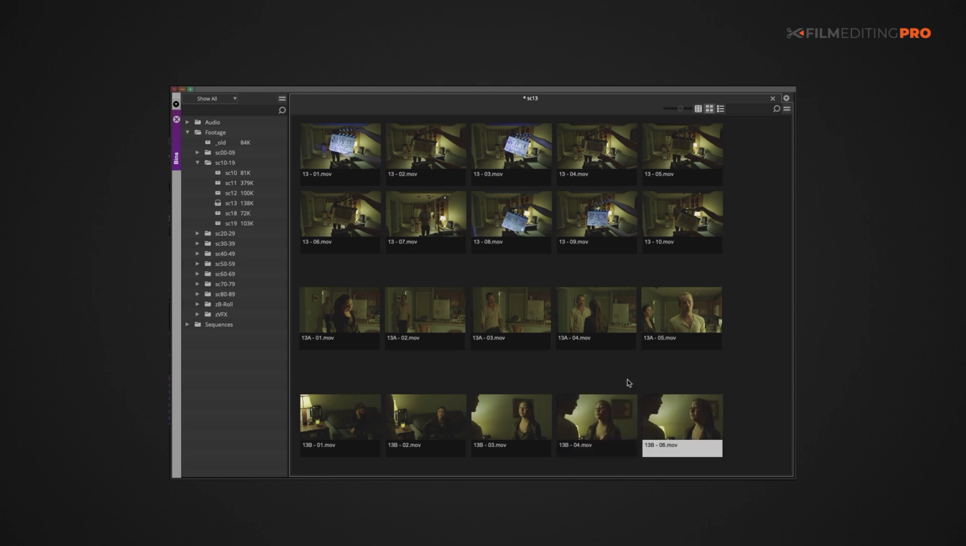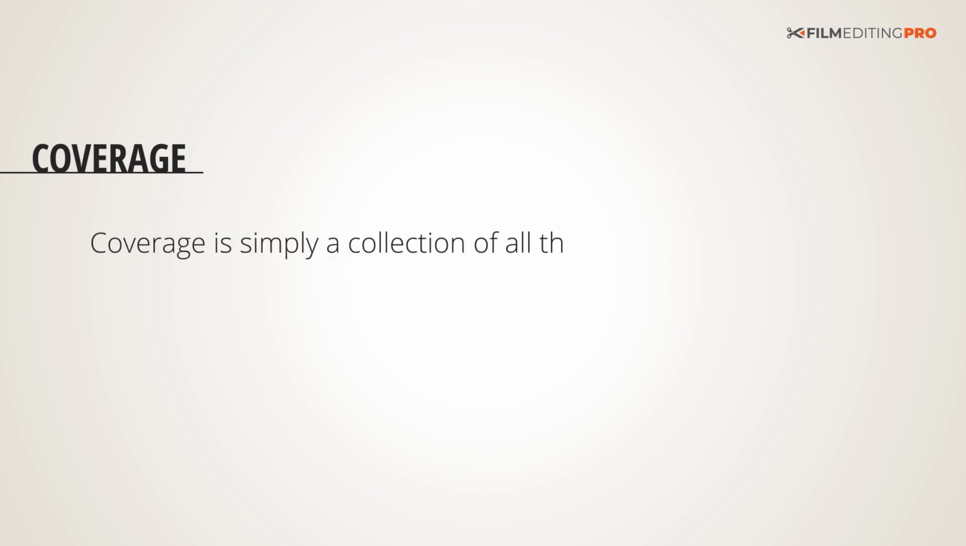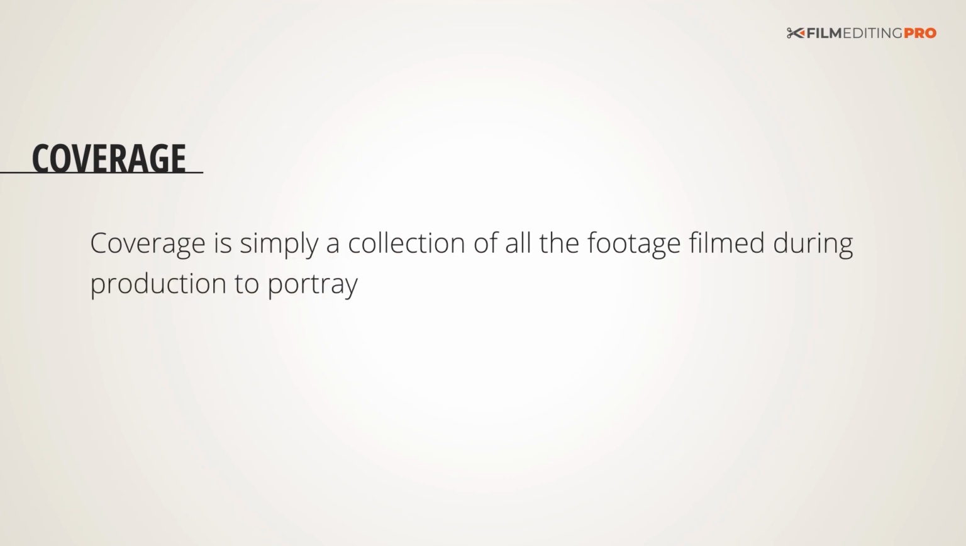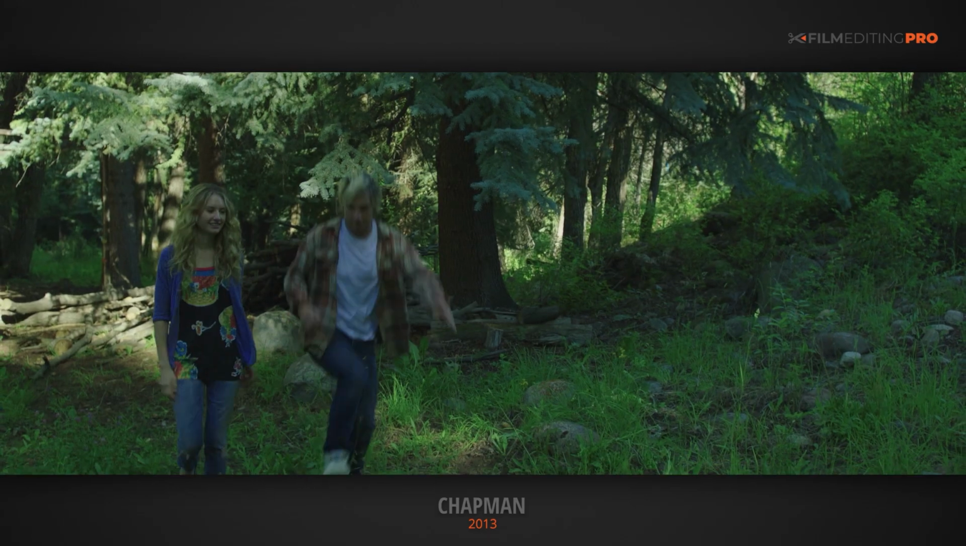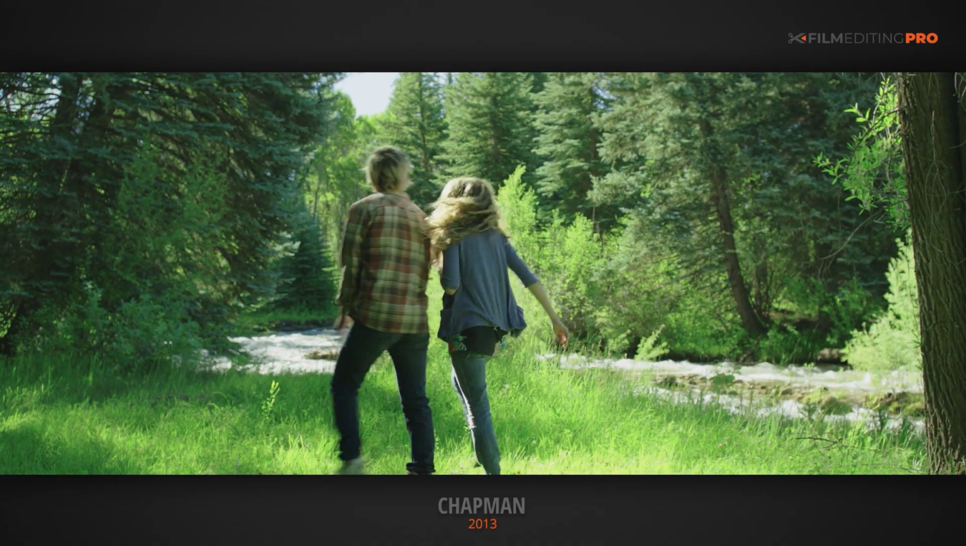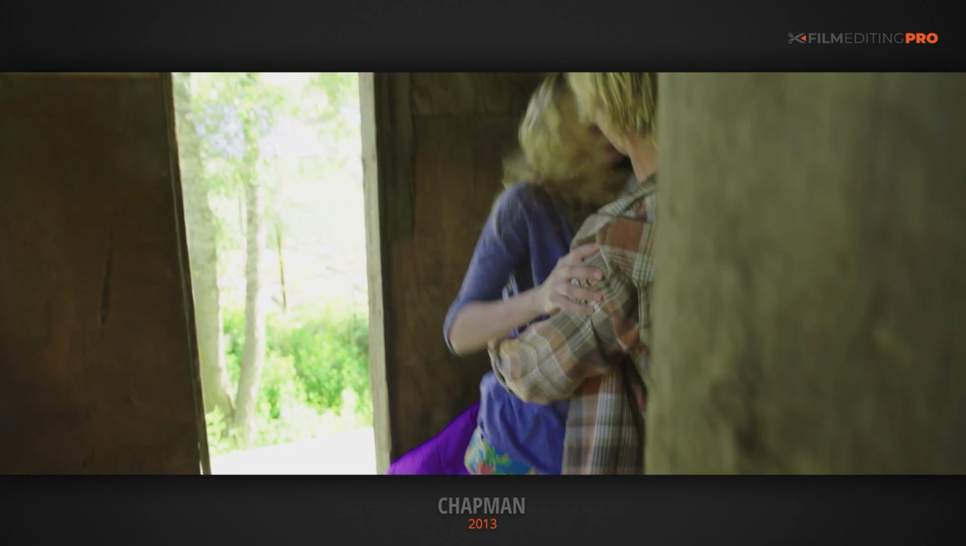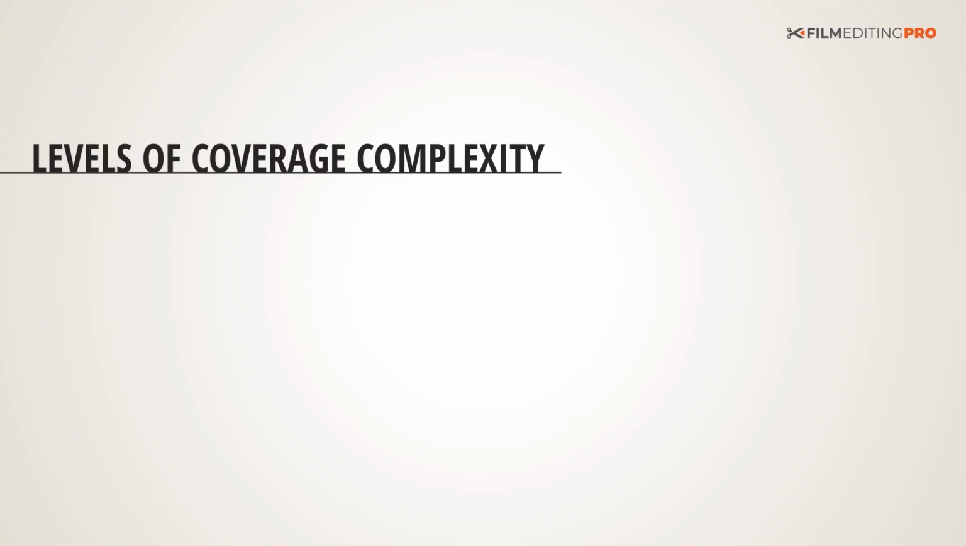So, what exactly is coverage? Coverage is simply a collection of all the footage filmed during production to portray the various scenes in a film. This includes the shots and angles the director planned to satisfy the needs of the script, in addition to extra shots and angles to account for potential editorial challenges that might arise. Let's look at 3 different levels of coverage complexity, starting with level 1, classic coverage.